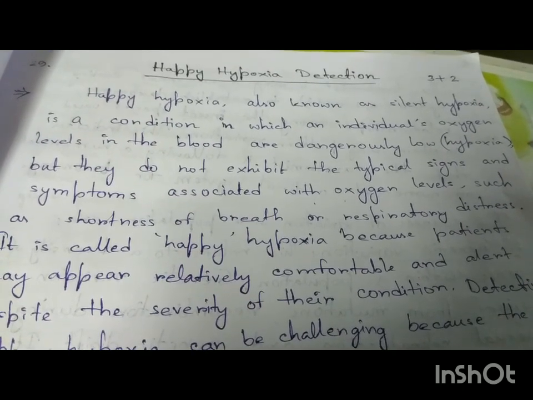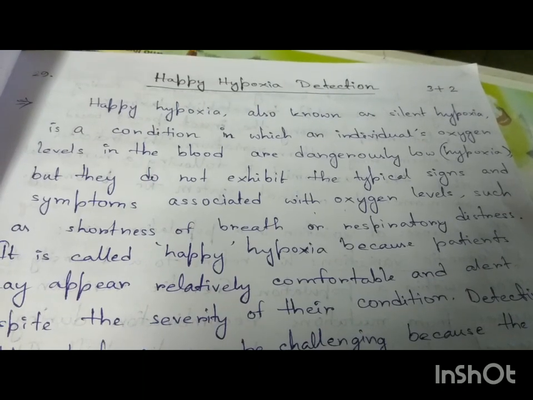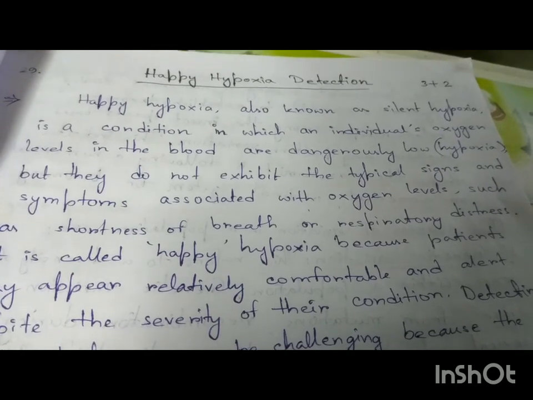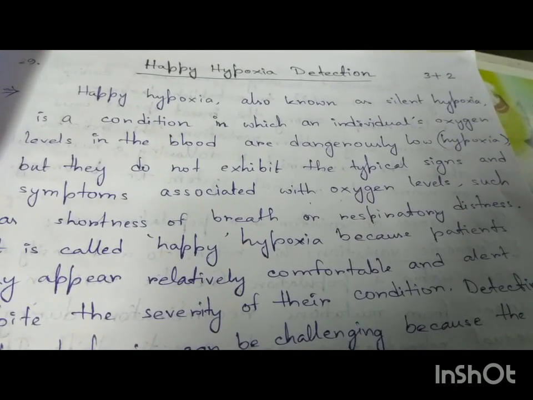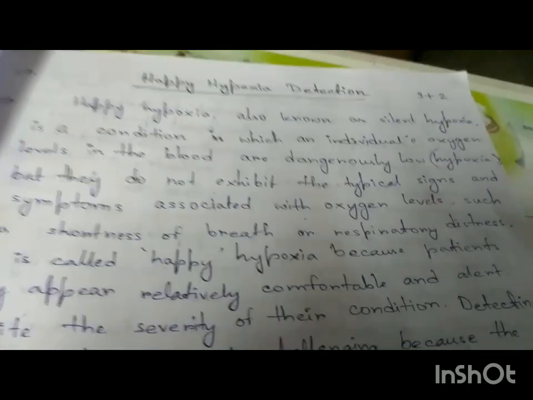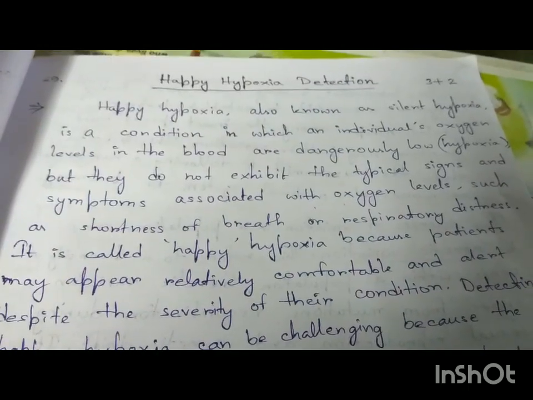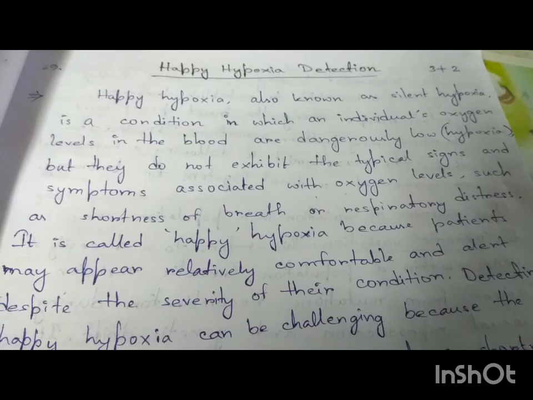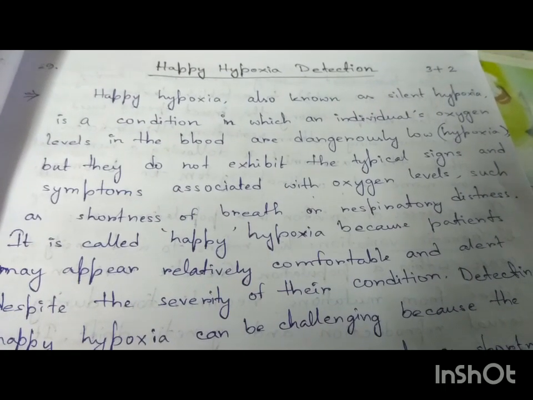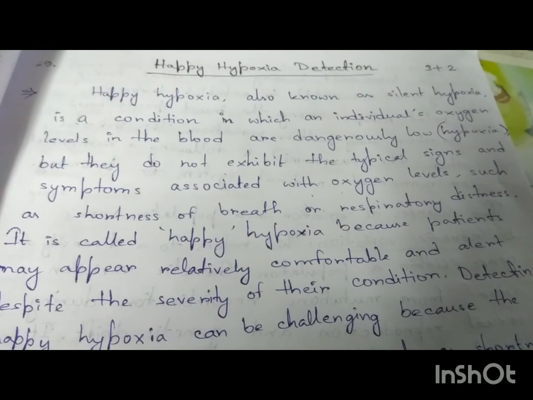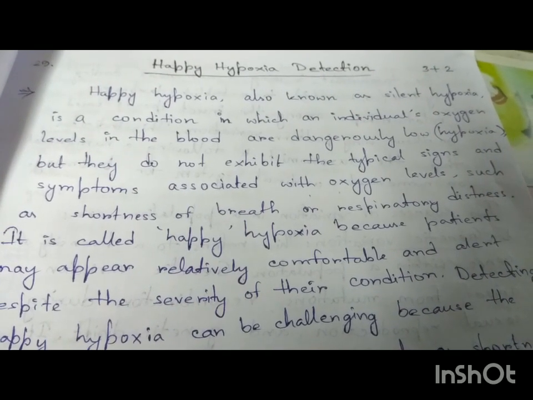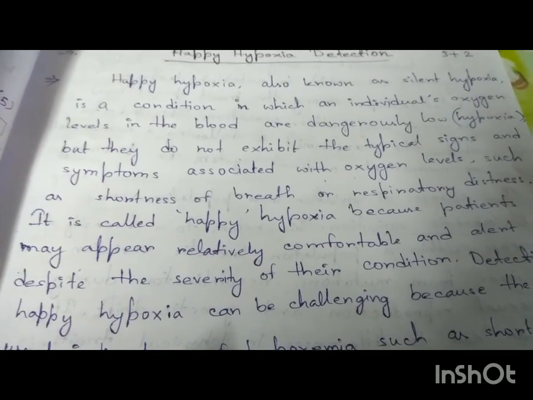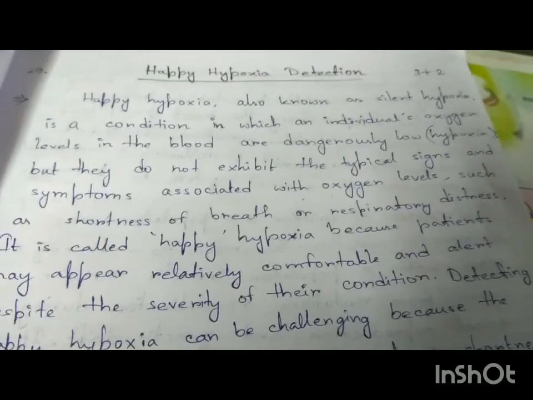So the next question is, what is happy hypoxia? How can it be readily detected? Happy hypoxia, also known as silent hypoxia, is a condition in which an individual's oxygen levels in the blood are dangerously low, hypoxemia, but they do not exhibit the typical signs and symptoms associated with low oxygen levels, such as shortness of breath and respiratory distress. It is called happy hypoxia because patients may appear relatively comfortable and alert despite the severity of their condition.